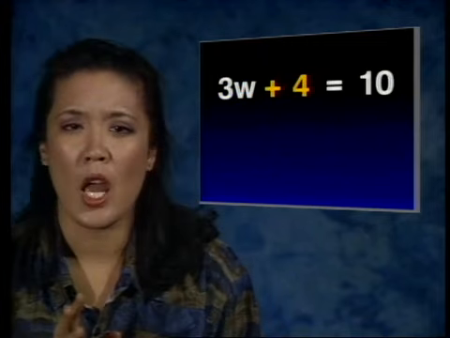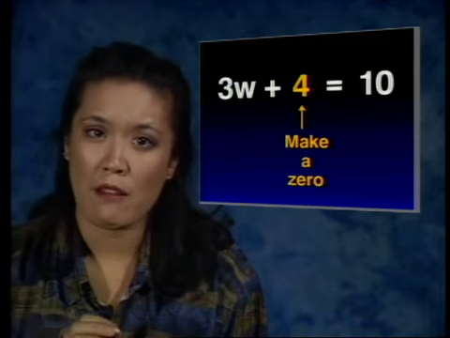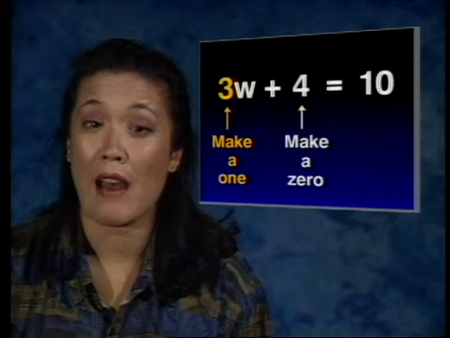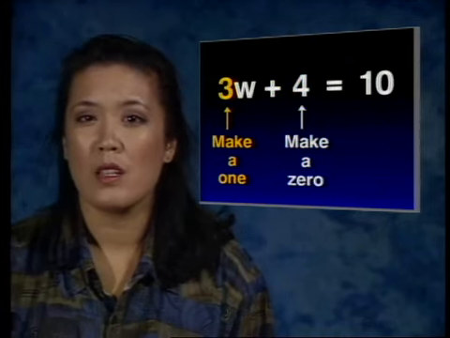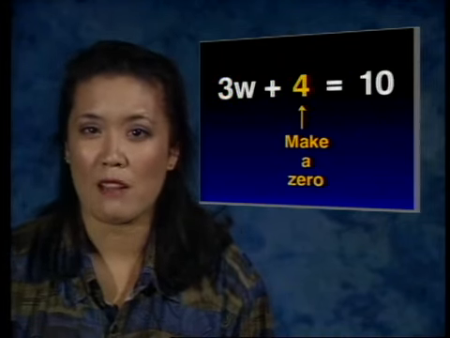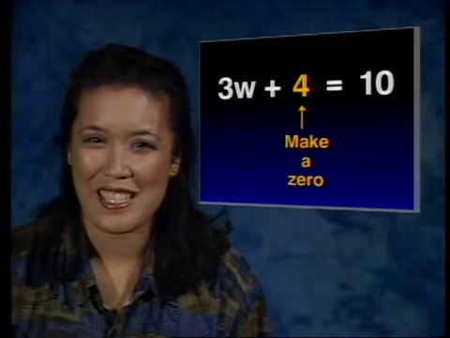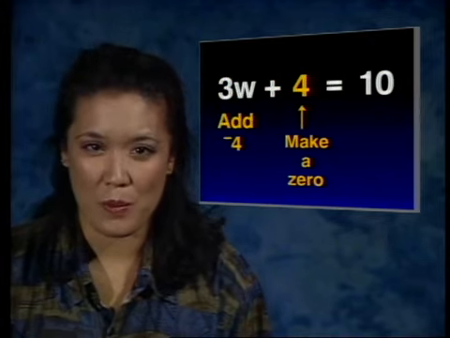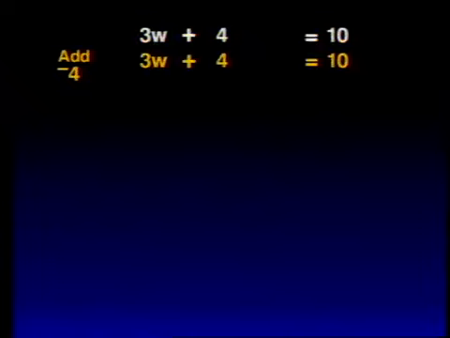In other words, we need to make a 0 out of the 4 and make a 1 out of the 3. So what will we do to make a 0 out of the 4? Correct. We add negative 4. We note it in the margin. Do it to both sides, and we get 3w = 6.